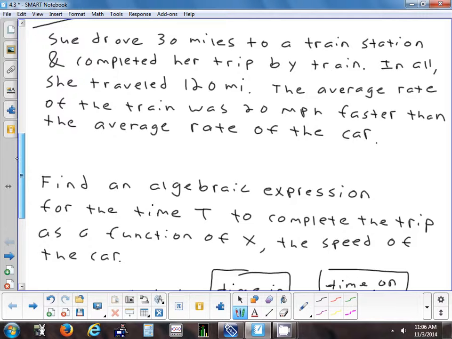Based on that sentence and the next one, how many miles did she travel on the train? Cody? 90. So she traveled 30 miles on the car, 90 miles on the train. That's your total of 120.